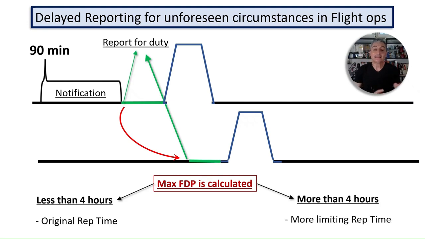If the delay is instead more than 4 hours, in this case we need to check which one of the maximum flight duty periods is more limiting: the one that we calculated entering the table with the original report for duty, or the one where we enter the table at another time because we are later. Let's see which one is more limiting, therefore less time as a flight duty period, and that one is going to be our new maximum flight duty period.